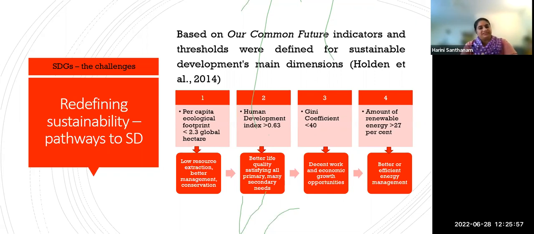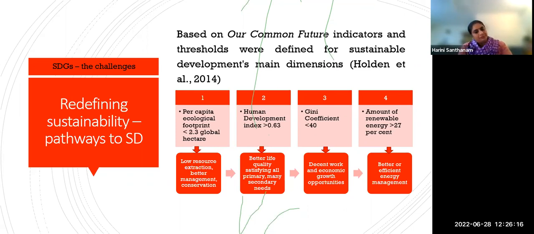But let us understand what their inference is. With less resource extraction and better management, conservation is also guaranteed, which is one of the fundamental or primary dimensions, that is, ecological conservation of resources. So the first thing is that the ecological footprint has to be accounted for.